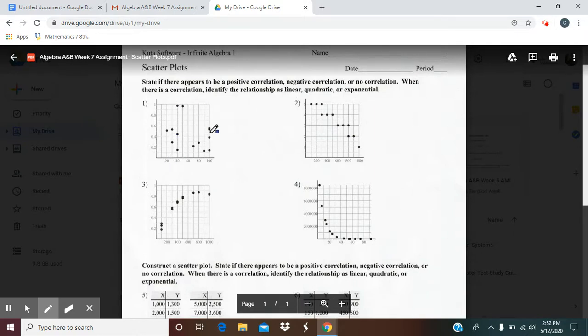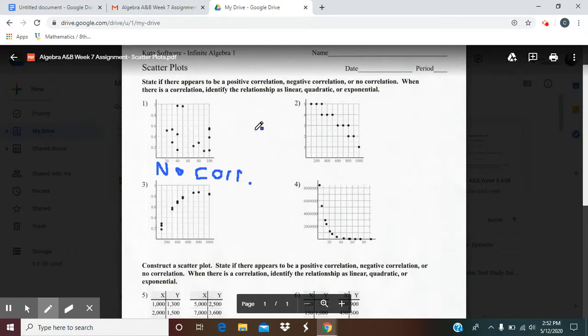See how all of the points are scattered? There's no way I could try to draw any kind of graph that we are familiar with through this. So no correlation is the verdict for number one. Remember, the term correlation refers to how related it appears to be. I'm going to put no CORR, for correlation, abbreviated.